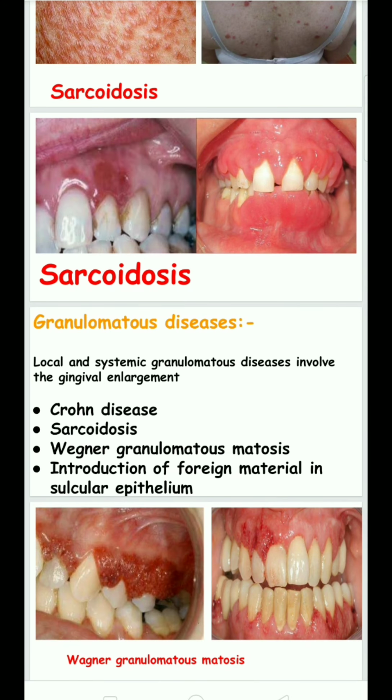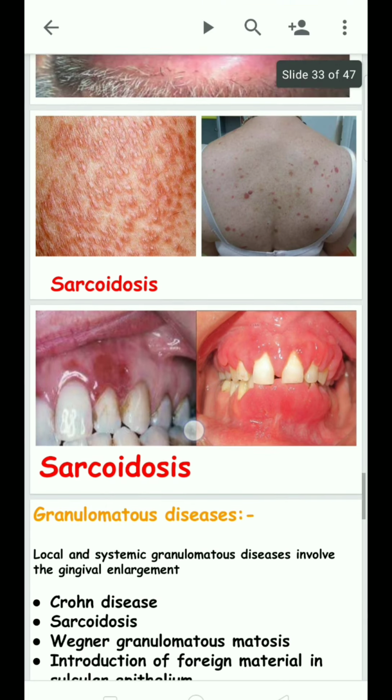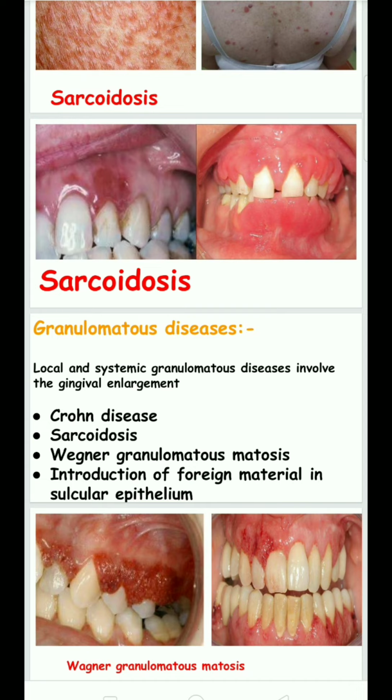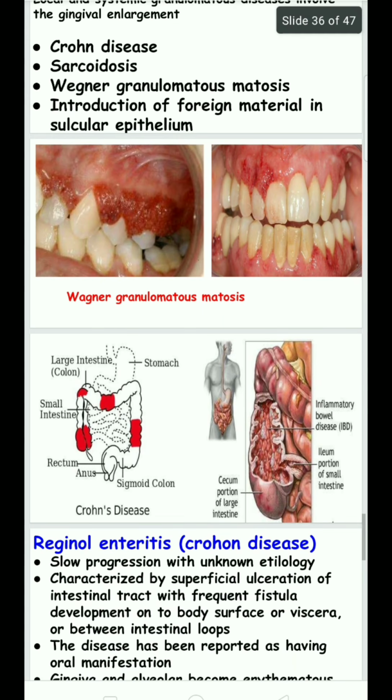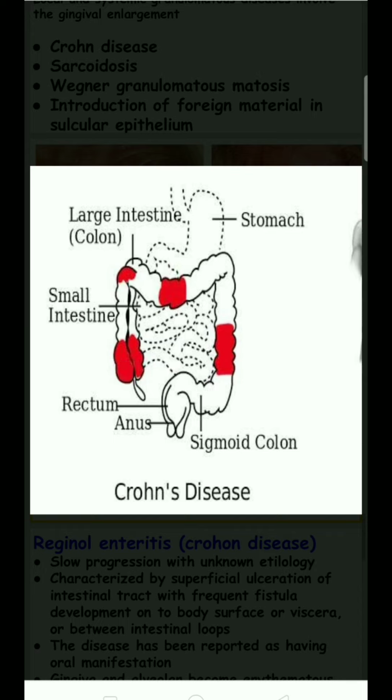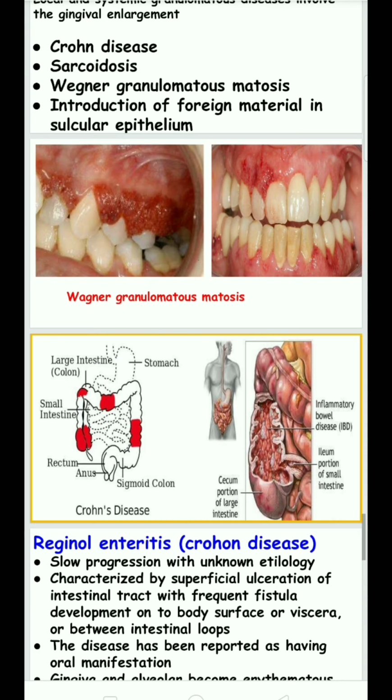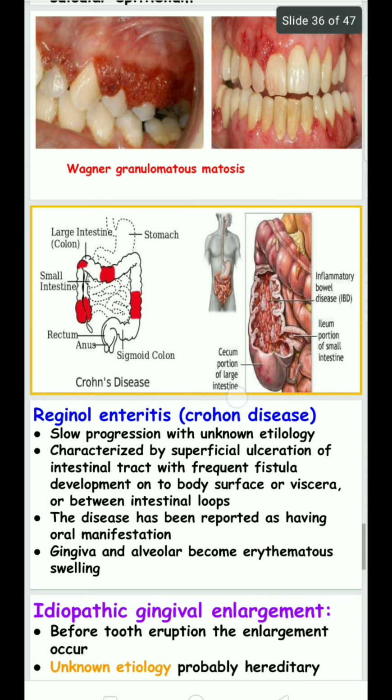Granulomatous diseases also lead to the formation of gingival enlargement, particularly Crohn disease, sarcoid disease, Wegener granulomatous stomatitis, and interaction of foreign materials in the crevicular epithelium. Crohn's disease is an inflammatory bowel disease. A segment of inflammation in the intestines will occur in this case. As a result, in the mouth, swelling and erythematous enlargement will be seen.